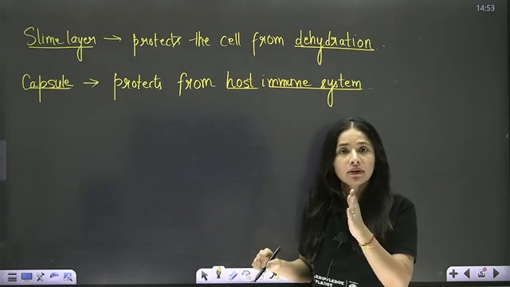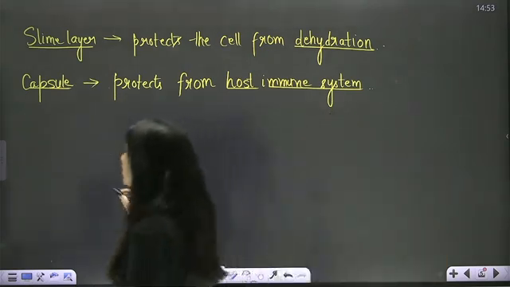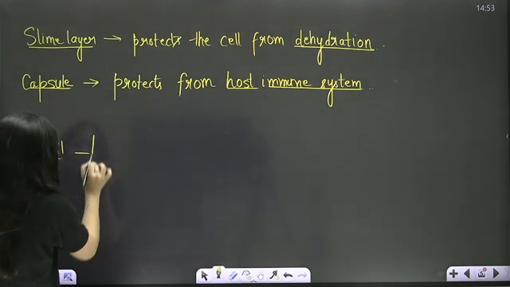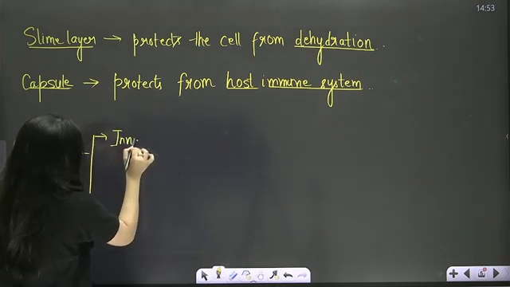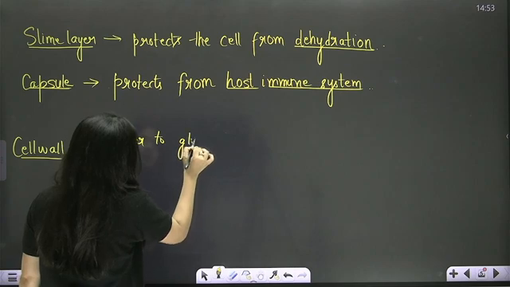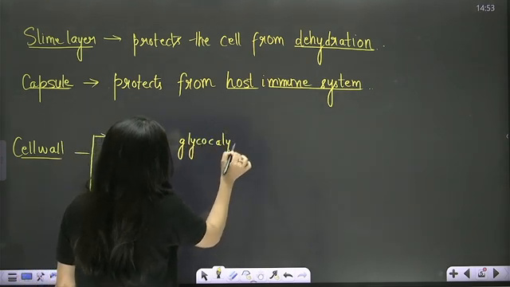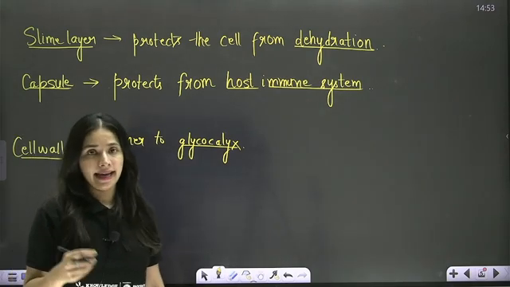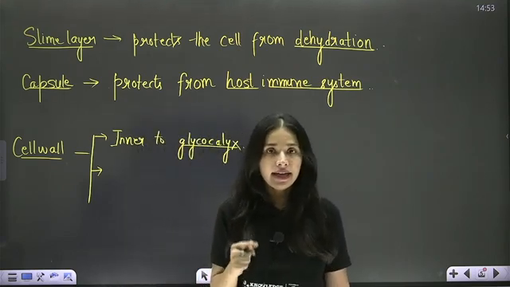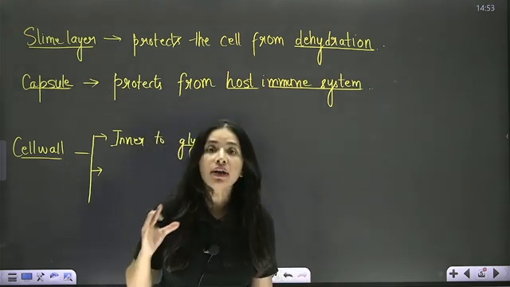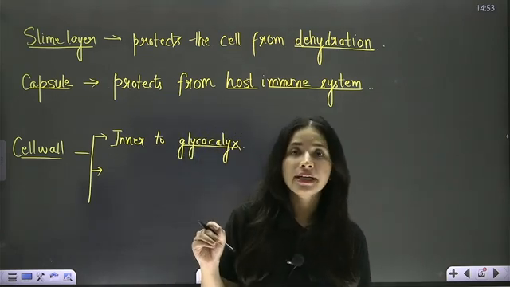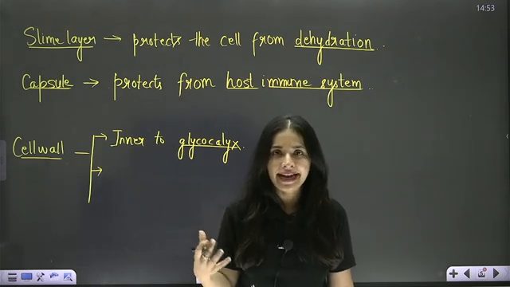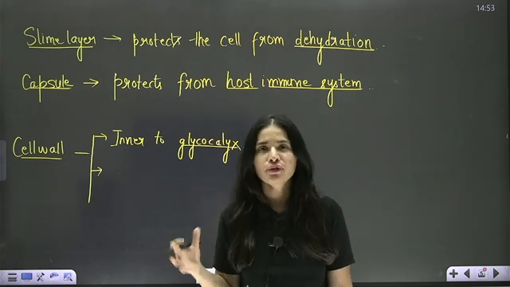Now followed by glycocalyx, the next layer inner to glycocalyx is the cell wall. So the first point that you are going to write for cell wall is that it is present inner to glycocalyx. Second point, it is a dead layer, non-living layer, rigid layer, permeable layer which does not act as a barrier for the movement of materials in and out of the cell. So cell wall is basically dead, non-living, thick, tough, resistant.